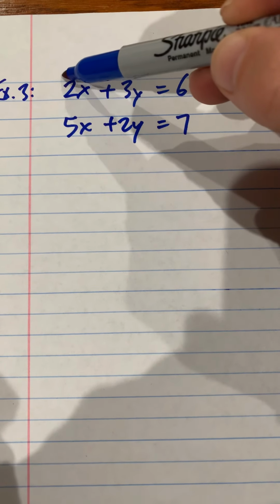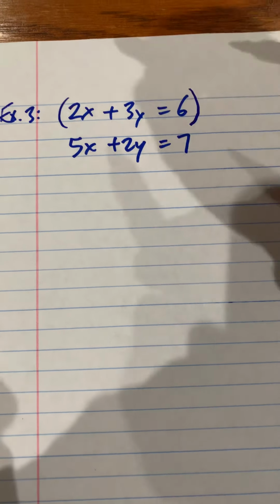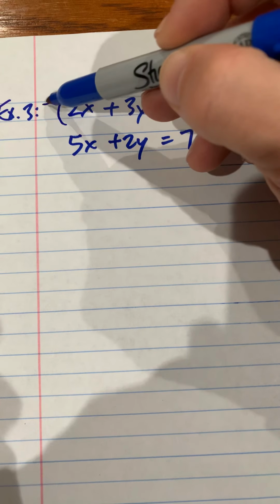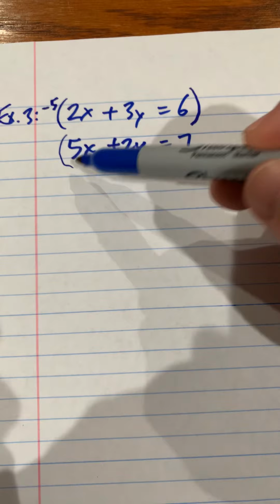I'm going to multiply everything in the top equation by negative 5.